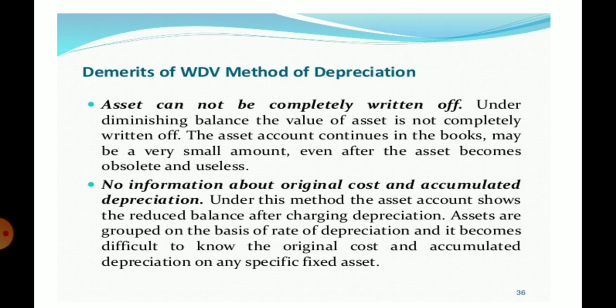No information about the original cost and accumulated depreciation. Under this method, the asset account shows the reduced balance after charging depreciation. Assets are grouped on the basis of rate of depreciation and it becomes difficult to know the original cost and accumulated depreciation on any specific asset.